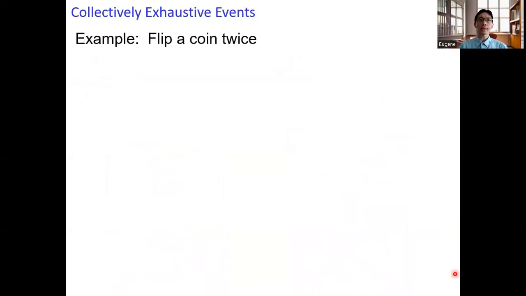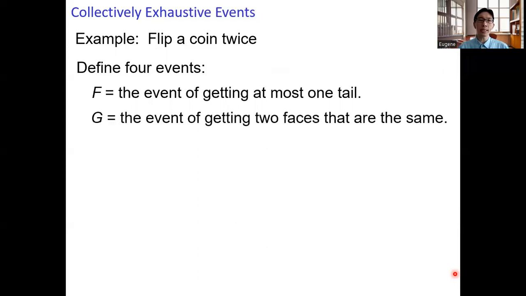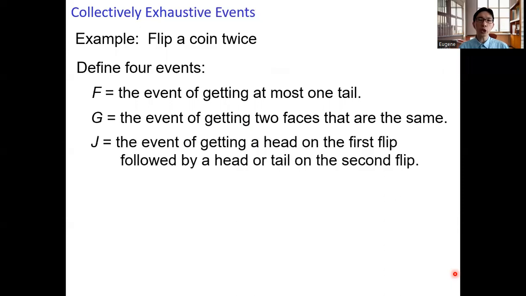Let's take a look at an example. Suppose we flip a coin 2 times. I'll define 4 events. Let event F be the event of getting at most one tail. Event G is the event of getting 2 faces that are the same. Event J corresponds to the event of getting a head on the first flip, followed by a head or tail on the second flip. And the last event, event K, corresponds to the event of getting all tails.